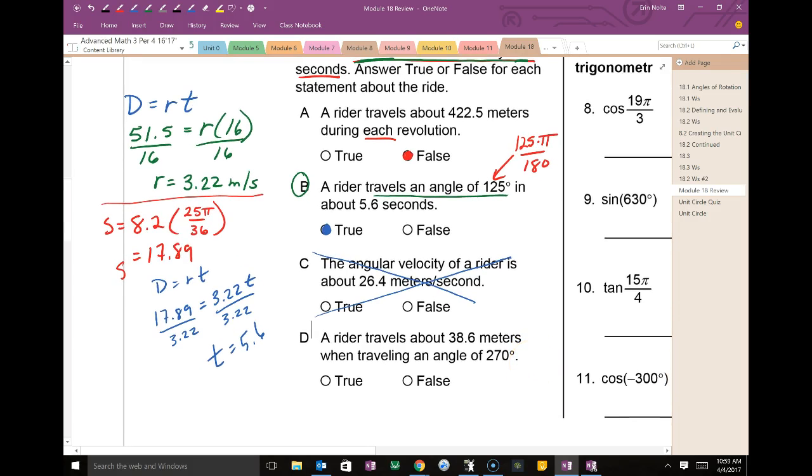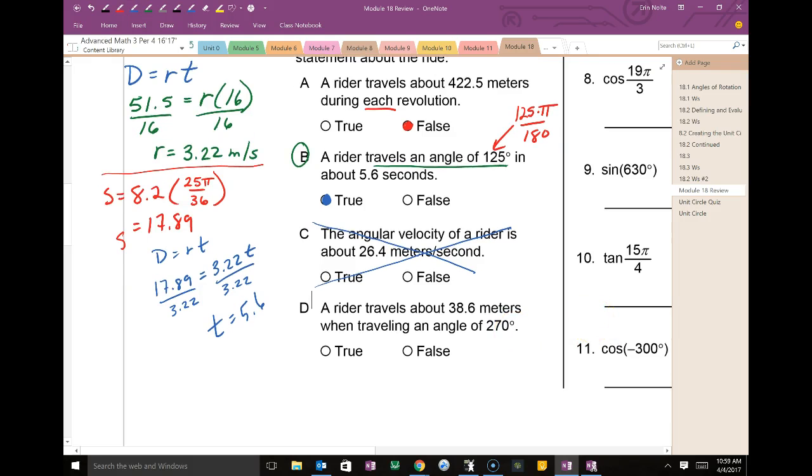Okay, now D says a rider travels 38.6 meters when traveling at 270 degrees. So how would you do D? How would you make this decision? Okay, so a rider travels, we're talking about a distance. Distance in terms of a circle, we're talking about arc length. So to find this one, I'm just going to do the radius times the radian angle.